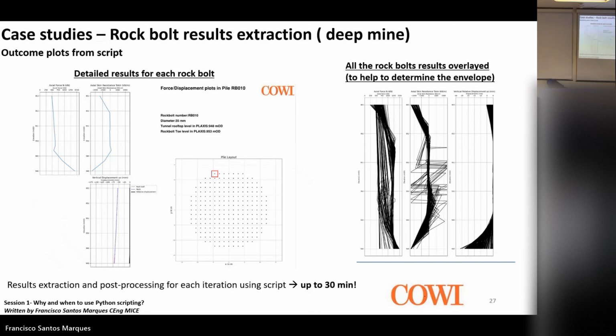You require some processing to do. So if you have a script that can do this automatically, and then also plot, let's say, if you want to get an envelope, you just plot everything on the same plot and try to say, okay, what is the lower and upper bound of movements in terms of actual forces, actual skin resistance, vertical displacements. I mean, all of this took like 30 minutes to do.